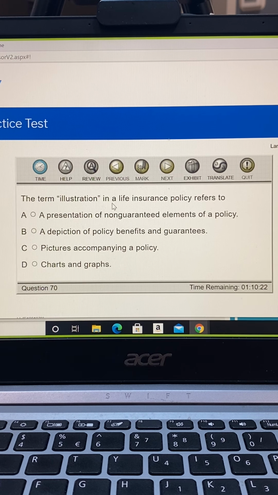The term illustration in a life insurance policy refers to illustrations. Let's go with B, the benefits and guarantees. Yep.